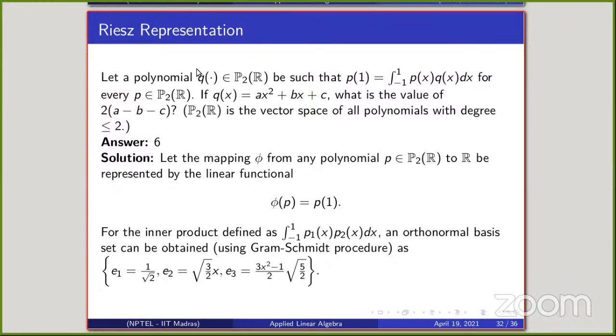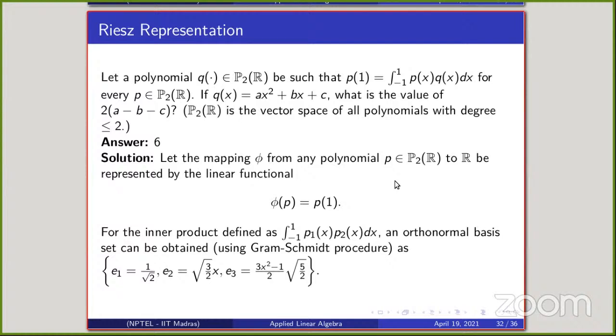Let us first define a mapping phi for every polynomial p in P2 of R such that phi of p equals p of 1. The mapping phi maps every polynomial p in P2 of R to p of 1, that is, the polynomial p of x evaluated at the value 1. Using the inner product defined as the integral over minus 1 to 1 of p1 of x times p2 of x, an orthonormal basis for the vector space of all polynomials with degree less than or equal to 2 can be obtained as e1 equals 1 by root 2, e2 equals root of 3 by 2 times x, and e3 equals (3x squared minus 1) by 2 times root of 5 by 2.